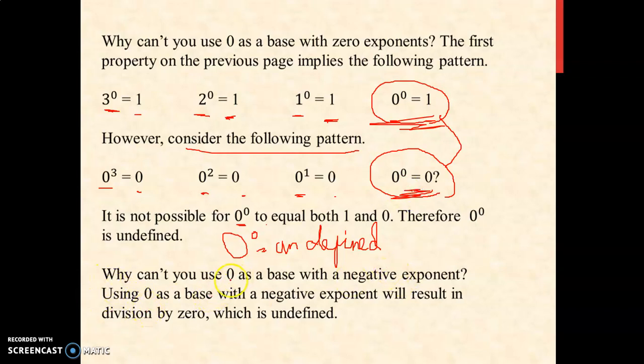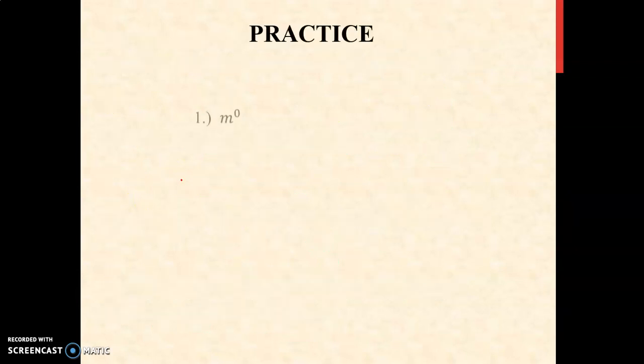Why can't you use 0 as a base with a negative exponent? Using 0 as a base with a negative exponent will result in division by 0. Can you still remember? If you're going to divide a number by 0, the outcome is always undefined. Okay? Let us have other examples. Let us have some practice.